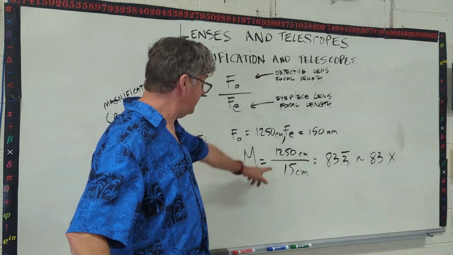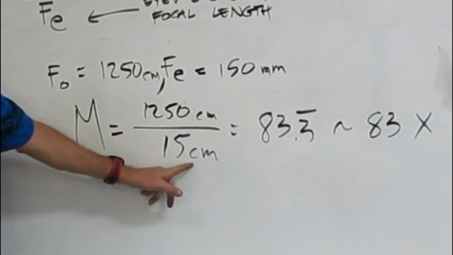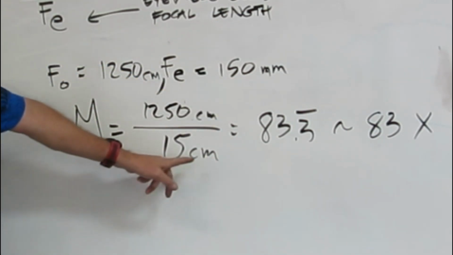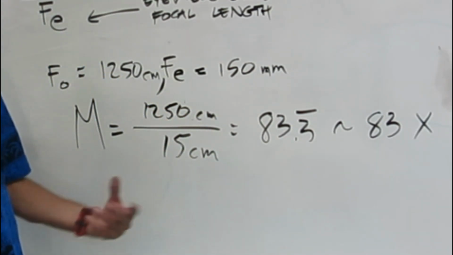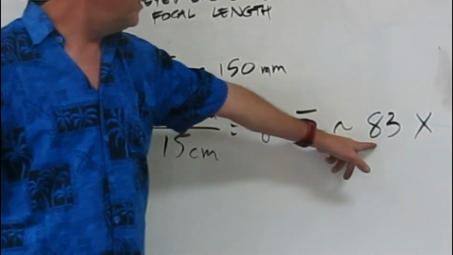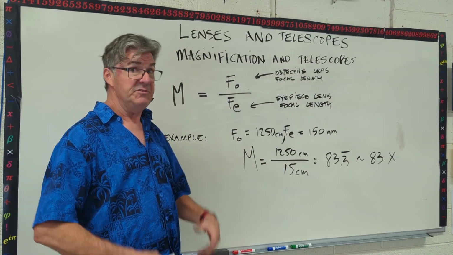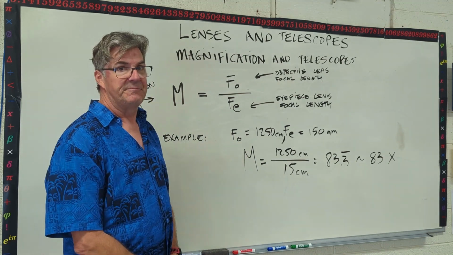Okay, so what I get is I divided my 1250 centimeters by 15 centimeters because I converted my millimeters to centimeters. And then that gives me 83.3 repeating. So I'm just going to round that down because that's not a 5 or bigger. So this telescope would have about an 83 power magnification, which is pretty good. That's quite a bit stronger than the other one that we did.